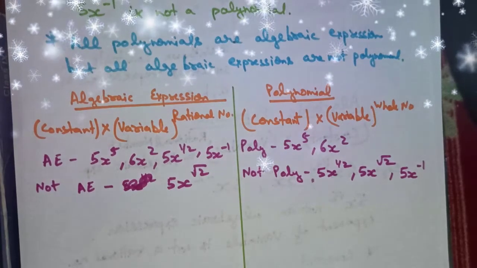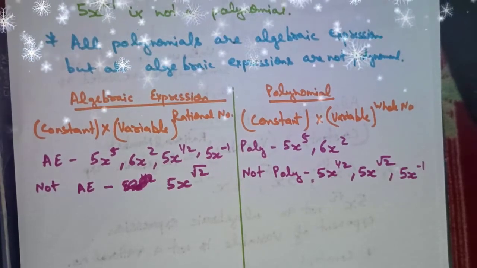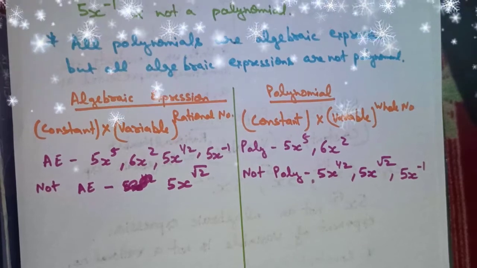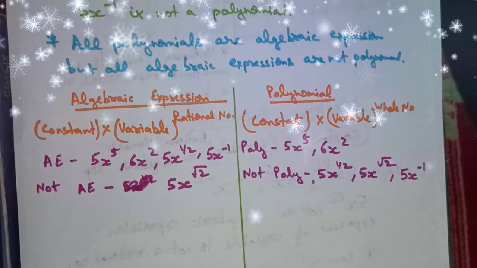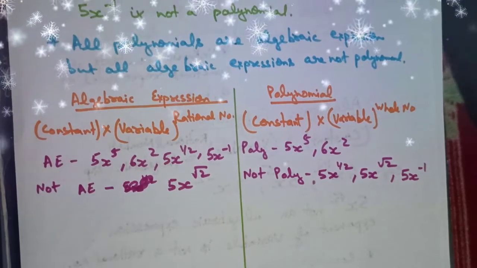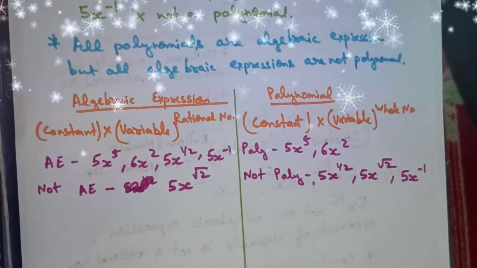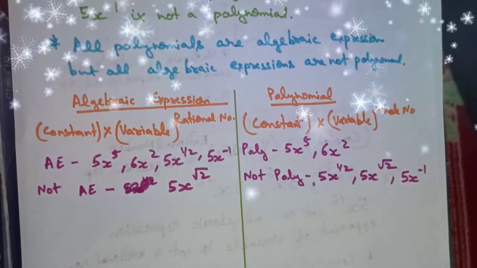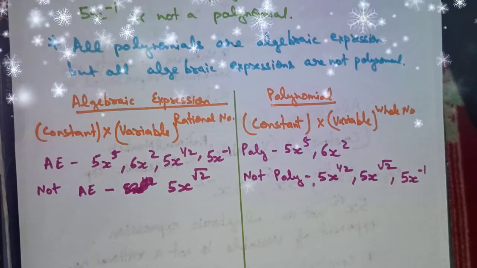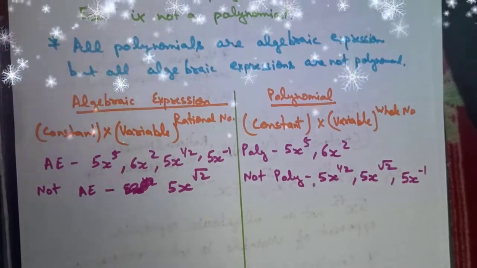Similarly, 5x raised to the power minus 1 is an algebraic expression, as its power is a rational number, a negative integer, but it is not a whole number. 5x raised to the power root 2: since root 2 is not a rational number, it is neither an algebraic expression nor a polynomial.